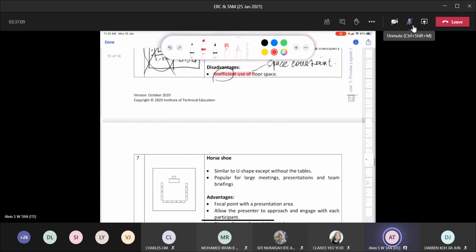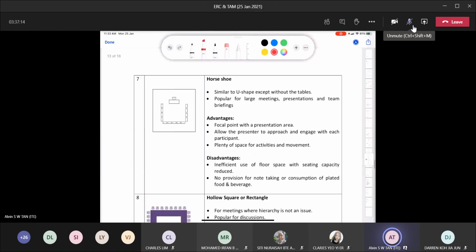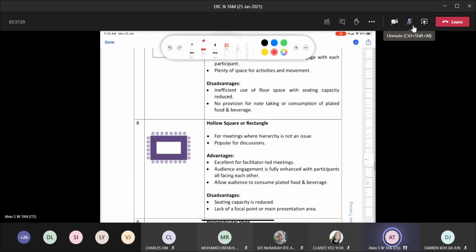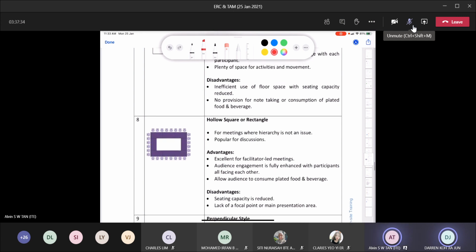Okay, let's move on. Horseshoe, similar to U shape. Hollow square or rectangle. What does this kind of sitting remind you of? A boardroom, actually, something like a boardroom seating style, I think. Yeah. So, boardroom meeting.